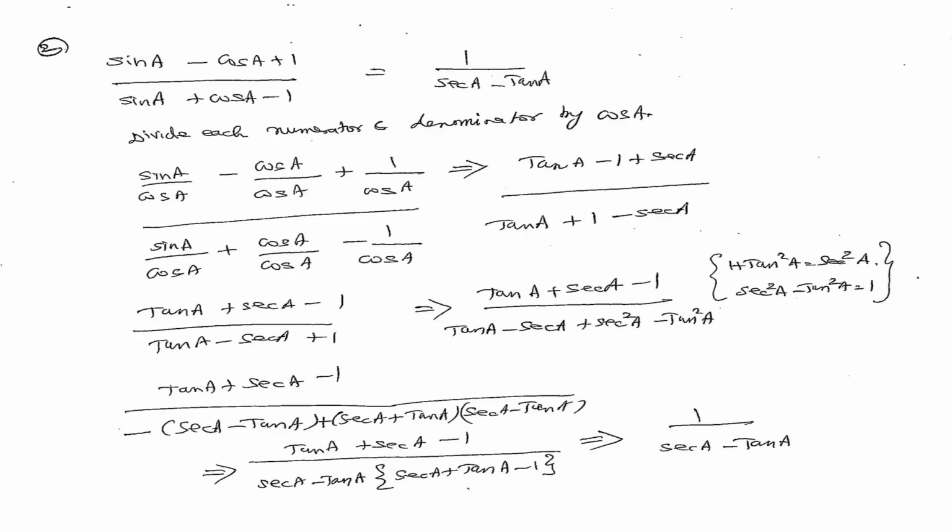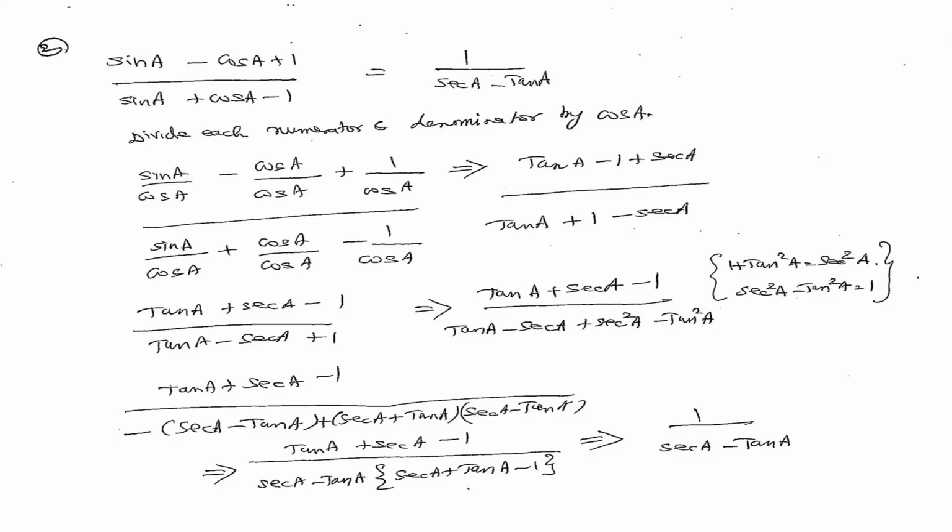Now you have the formula 1 plus tan squared a is sec squared a. Therefore, in the denominator, we take tan a minus sec a plus sec squared a minus tan squared a for that 1. So that extends the denominator to minus (sec a minus tan a) plus (sec a plus tan a) into (sec a minus tan a). That is, (a plus b) into (a minus b) is a squared minus b squared.